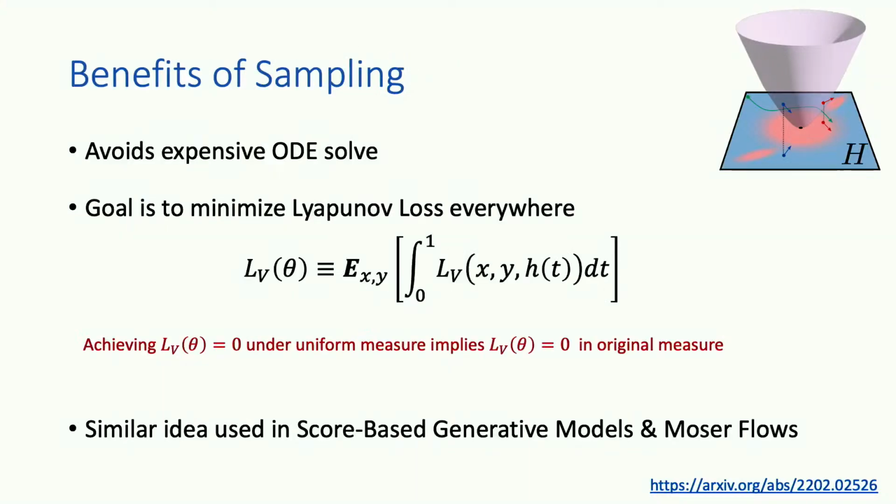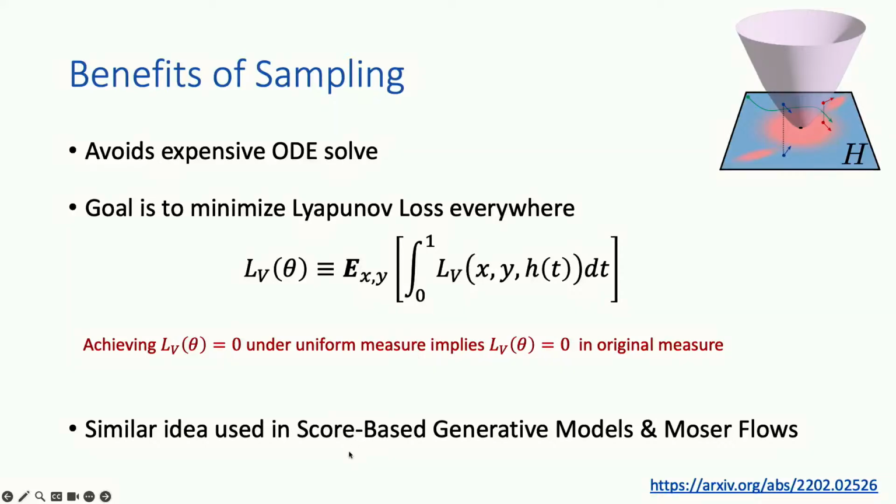There are many benefits of doing sampling. It avoids an expensive ODE solve, so you don't have to use the adjoint method. And the goal is to minimize Lyapunov loss everywhere. So achieving zero Lyapunov loss under your uniform measure also implies achieving zero Lyapunov loss under the original measure.